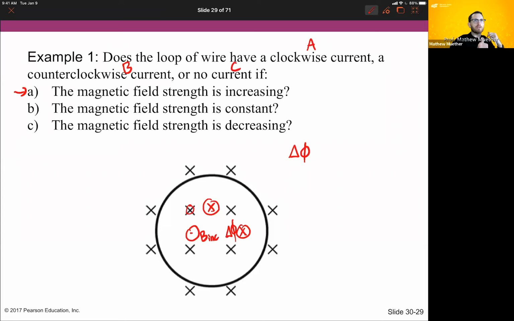I can use my right-hand rule to create a field pointing out at me. For that, I need current circulating around in the counterclockwise sense. So the answer here is B.